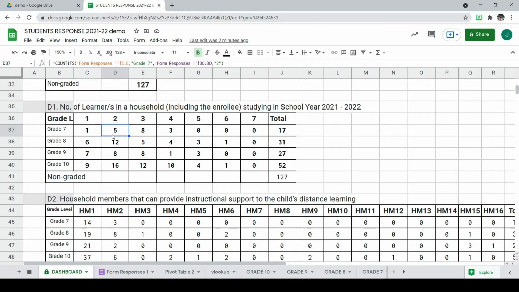Next is, pila ka book ang nag-answer sa grade 7 og 2. Dayon, pila ka book nag-answer og 3. Then 4, then 5, then 6, dayon 7. Okay. So, I hope nasabtan ni, mga ma'am and sir.